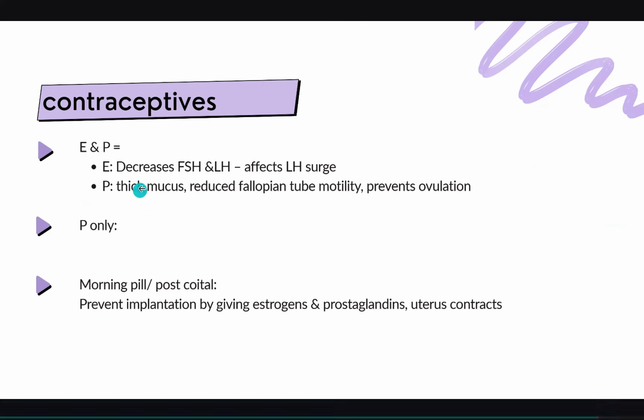Now, quickly touching upon contraceptives because it was mentioned. Contraceptives are usually when you give estrogen or progesterone. The increased estrogen and progesterone lead to feedback inhibition of FSH and LH, and this leads to no LH surge. Also, the progesterone makes the mucus thick, and makes sure the environment is hostile for sperm to enter, and so on. You can give them together or only progesterone. There's something else called the morning-after pill or postcoital pill, which has high doses of estrogen and prostaglandins. The estrogen and prostaglandins are responsible for contracting the uterus. So even if fertilization takes place, no implantation happens.